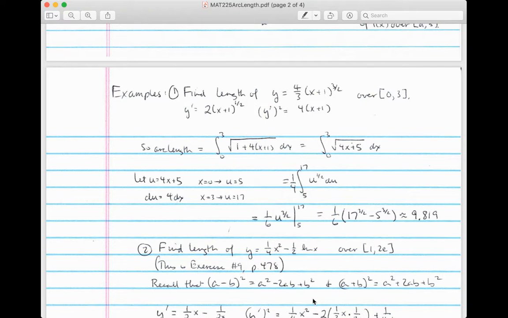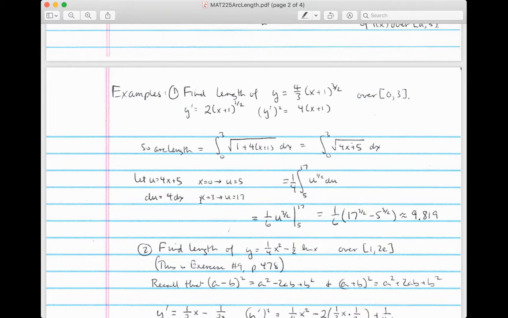And so 1 plus f prime of x squared is going to be 1 plus 4 times the quantity x plus 1, which when I expand and collect gives me the square root of 4x plus 5. We're integrating between 0 and 3. This is a pretty straightforward substitution problem. We'll let u equal 4x plus 5, then du is 4 dx.